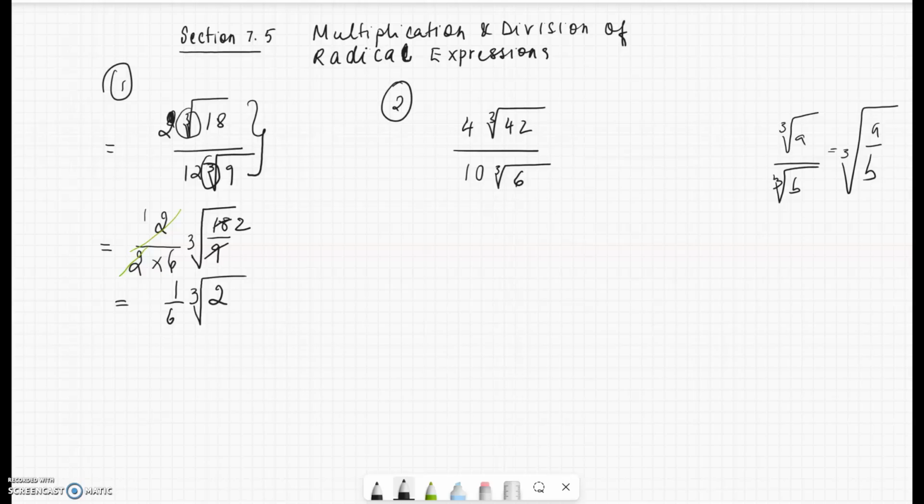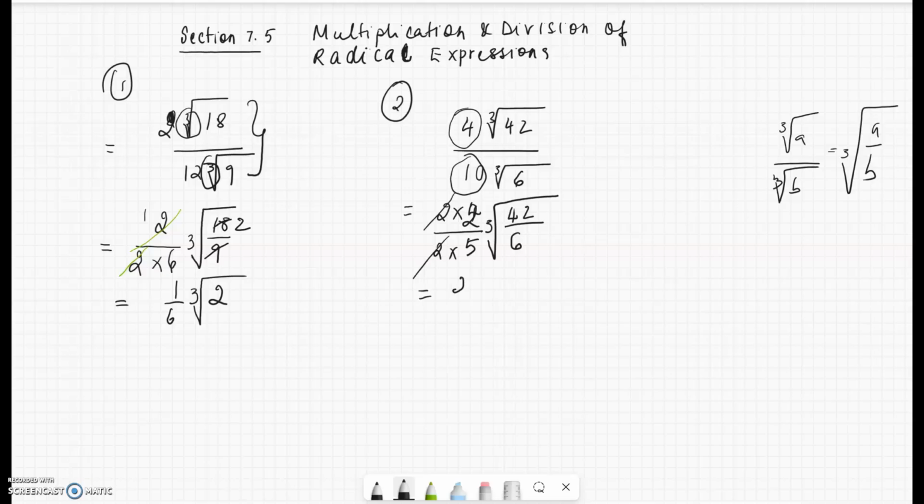The second one, something very similar. If there's a common factor in the numerator and the denominator, we could cancel those two. So we can cancel the 2's. 4 is 2 times 2 and 10 is 2 times 5. Now I'm going to combine the two cube roots and write it as the number in the numerator divided by the number in the denominator.